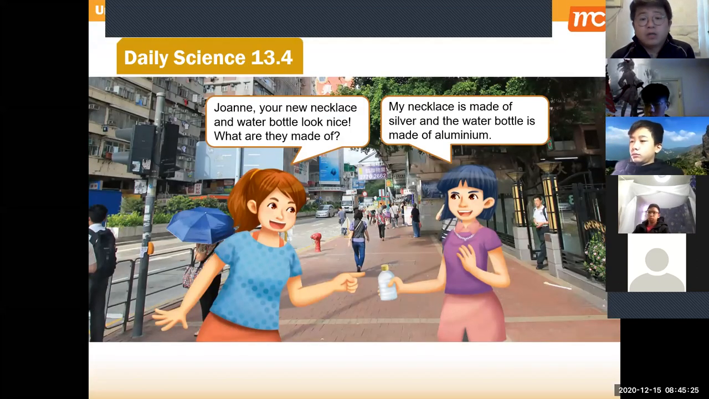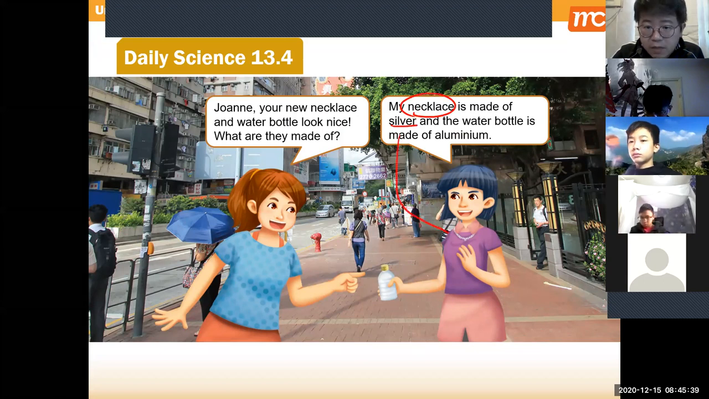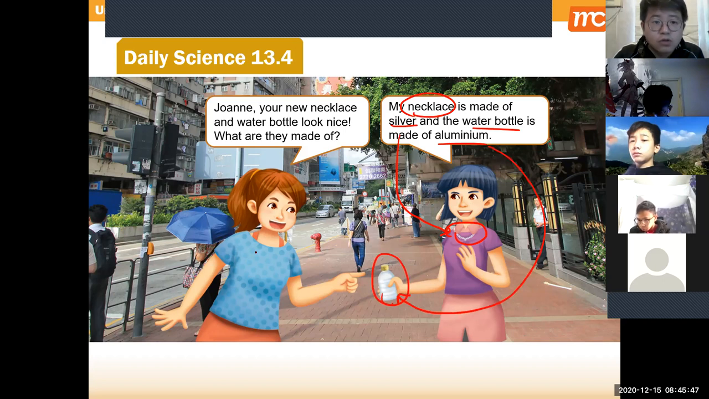Metals are quite widely used, right? On the street, there are so many metal products. We've got two cartoon girls. One, they want to mention the necklace. Again, it is made of silver. While the water bottle is made of aluminium. It's not just that; on the streets, we may have so many different metal items.